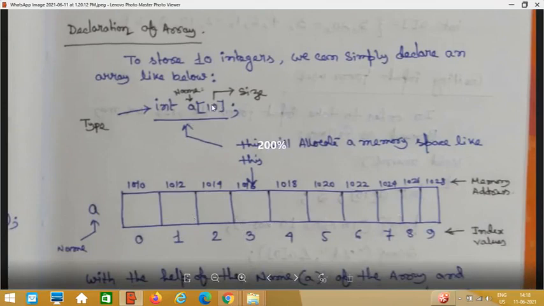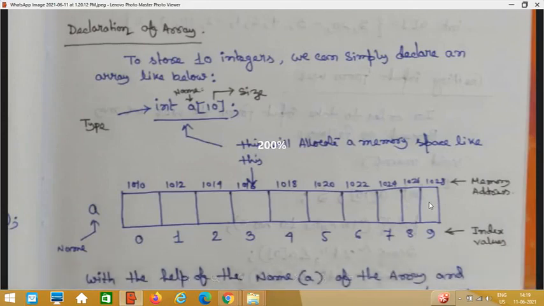So how many variables do we want here? 10 variables. So look here, 10 blocks are allocated. This is first, second, third, fourth, fifth, sixth, seventh, eighth, ninth, and 10th. But here, all the variables are allocated in a contiguous manner. What is the meaning of contiguous? One after another.